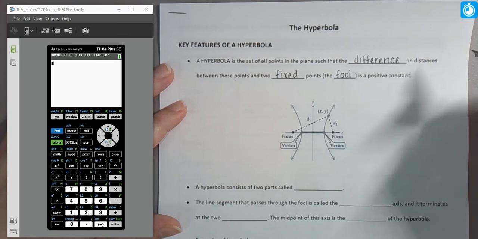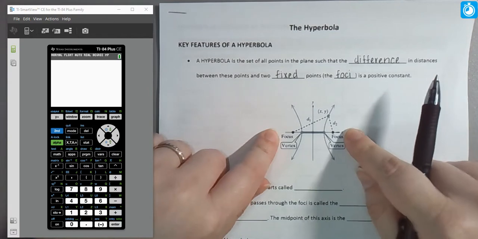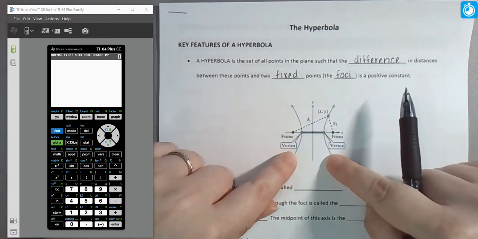When we defined an ellipse, we had a very similar definition to this, except that we were looking at points whose sum of their distances was the same from the two foci. In this case, we're taking the difference of the distances between each of the points on the graph and the two foci. When we graph something based on that formal definition, this is going to be the graph that we get.